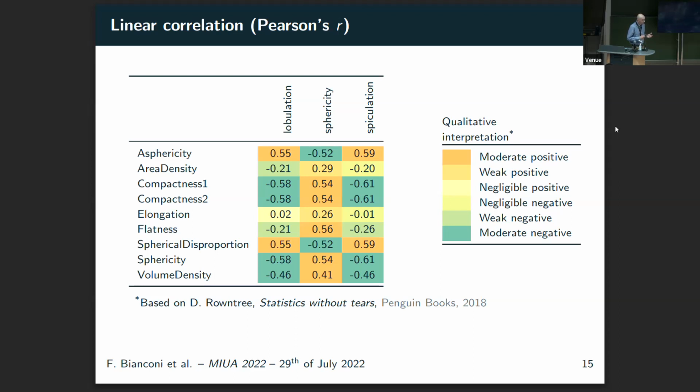The third point, and this again was not unexpected: of course, the features that can be derived from one another, for instance, compactness 1 and 2 and sphericity, gave the same results. The same happened with asphericity and spherical disproportion.